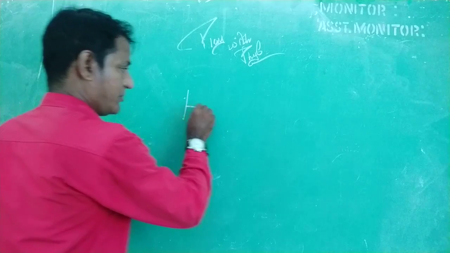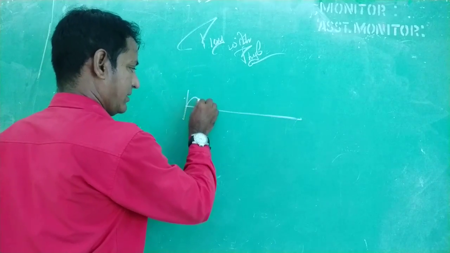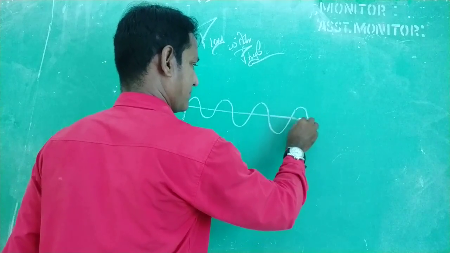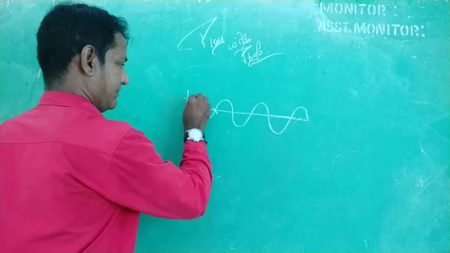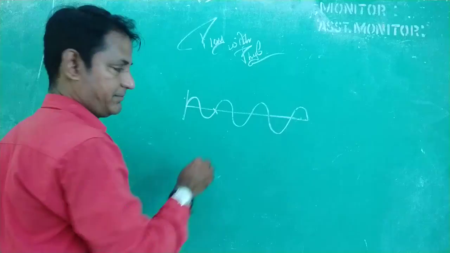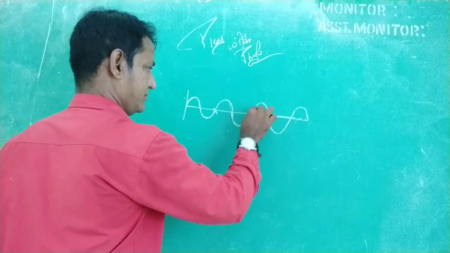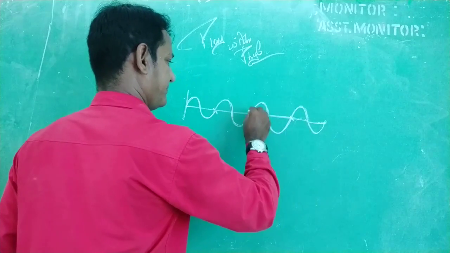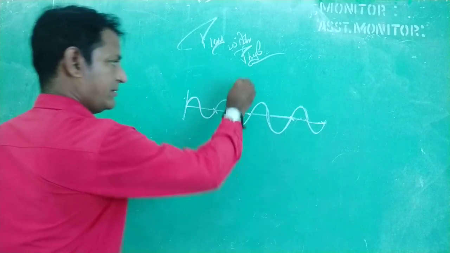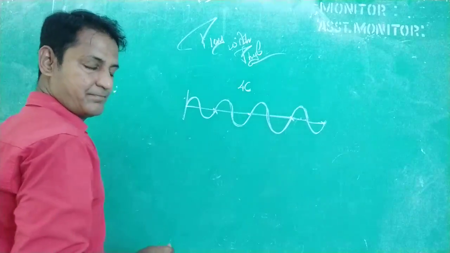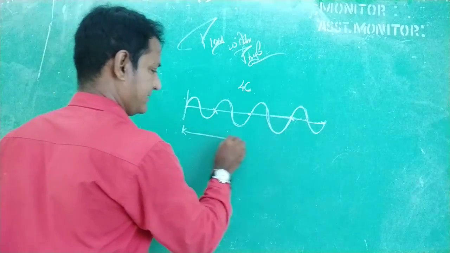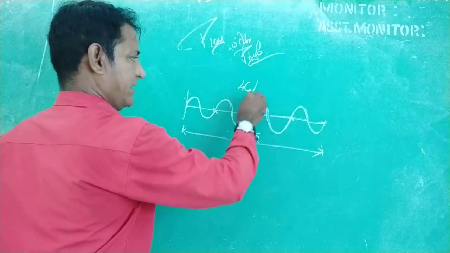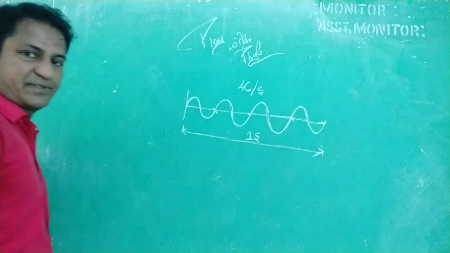For example, I am going to draw some waves. So this is one full cycle of a wave. 1, 2, 3, 4. So there are 4 cycles. Let us consider the wave travels from this point to this point. It takes 1 second. So it means 4 cycles per second.